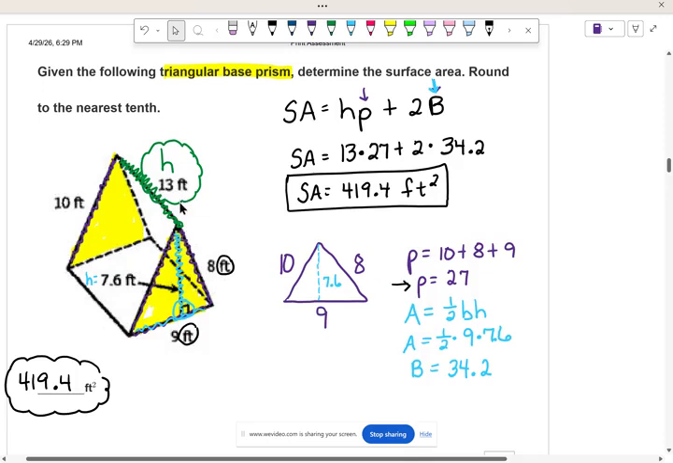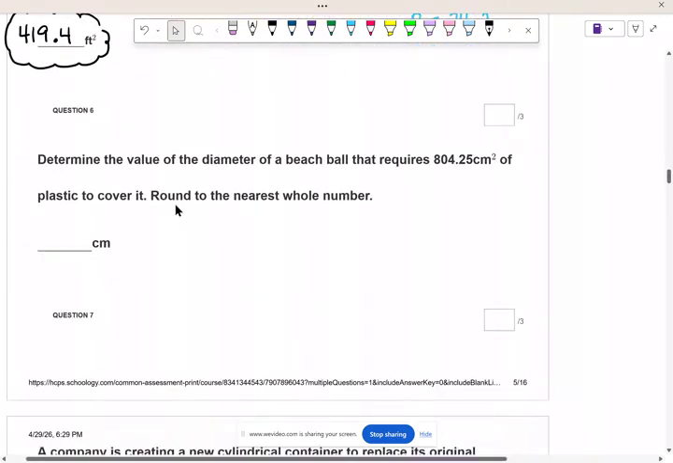All right, next, number 6. Determine the value of the diameter of a beach ball that requires 804.25 centimeters squared of plastic to cover it. Let's just stop right there. We'll round when we're finished. When we're covering something up, that would be surface area.